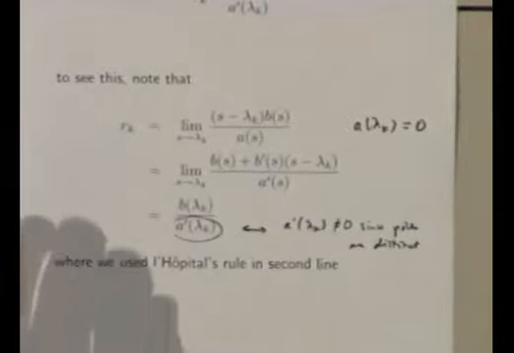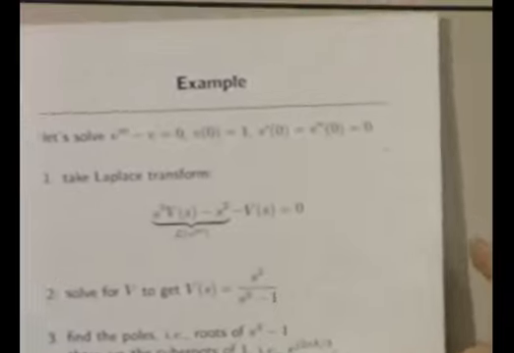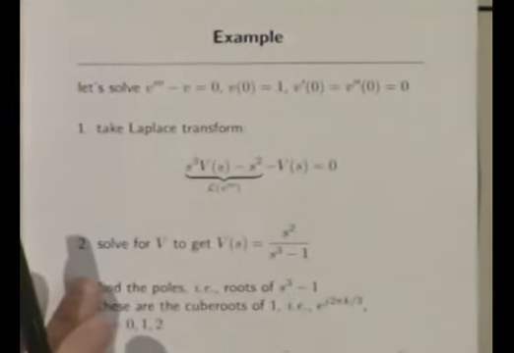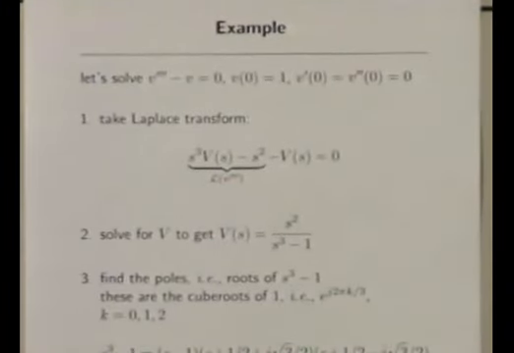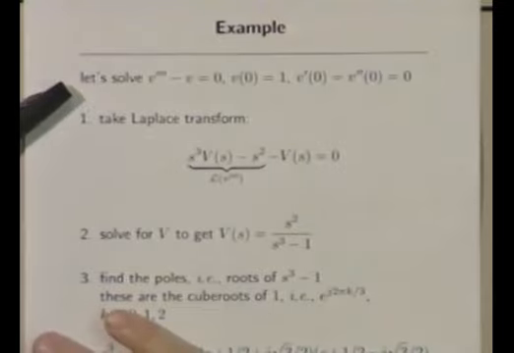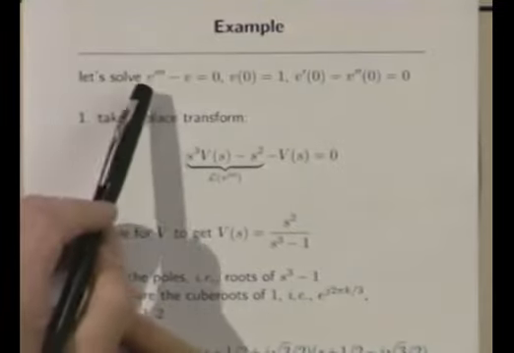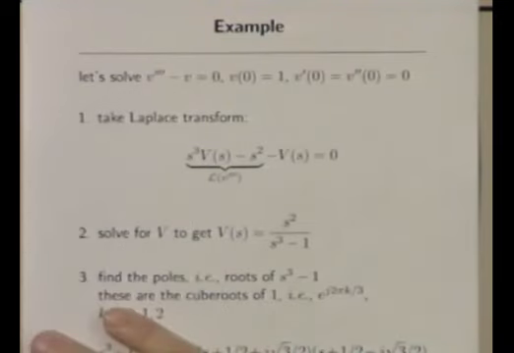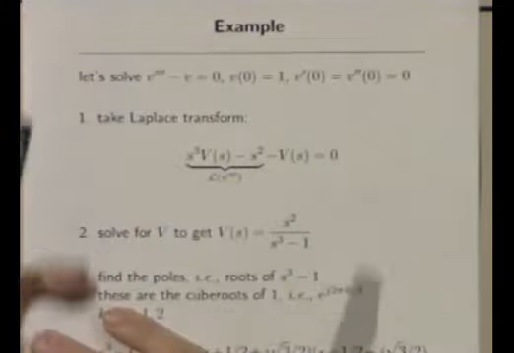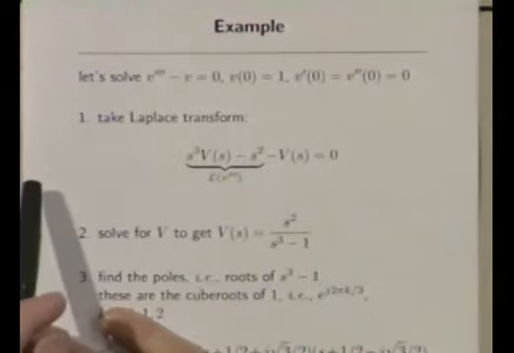Okay? All right, so let's do an example, and let's just solve a linear constant coefficient ordinary differential equation, beginning to end. We're going to solve v triple prime equals v, okay? So this is a third order constant coefficient differential equation, right? So how do you do it? Here are some initial conditions we gave. First thing you do is you take the Laplace transform.